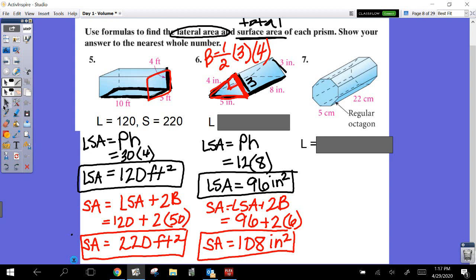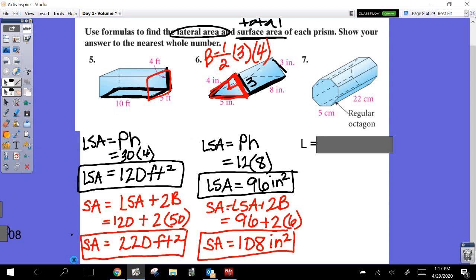And let me make sure I got that right. Yay. They forgot their units. They're wrong. All right. So we got those correct. Now let's do this last one because it's a little bit scary.